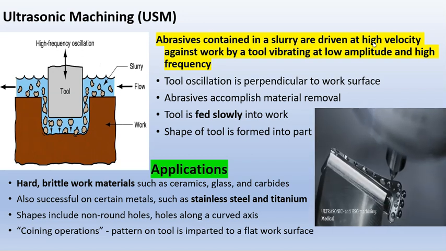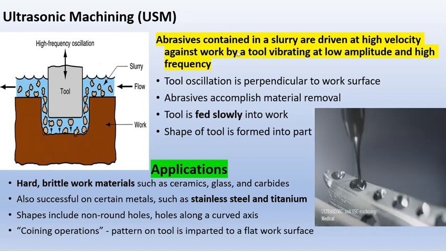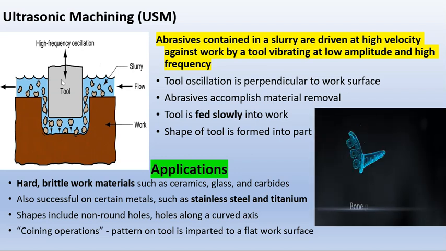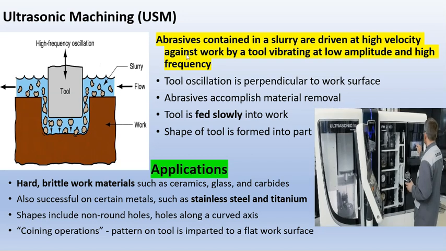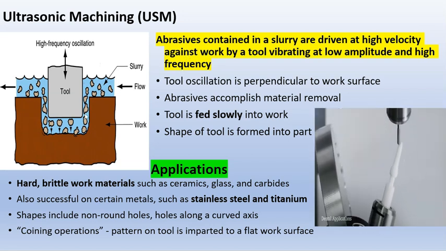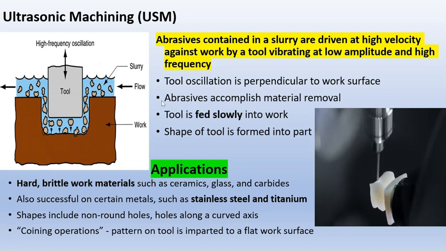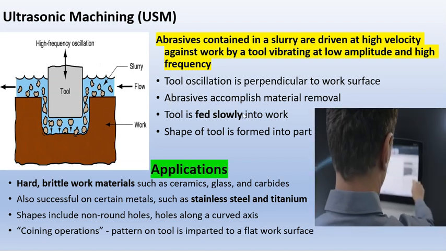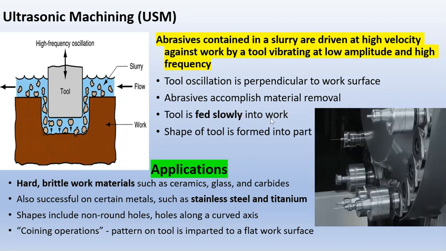Let's go to the first one, ultrasonic machining, in which abrasive contained in a slurry is driven at a high velocity against the work by a vibrating tool. The tool vibrates at low amplitude and high frequency. The tool oscillation is perpendicular to the work surface, and the tool is fed slowly onto the work.